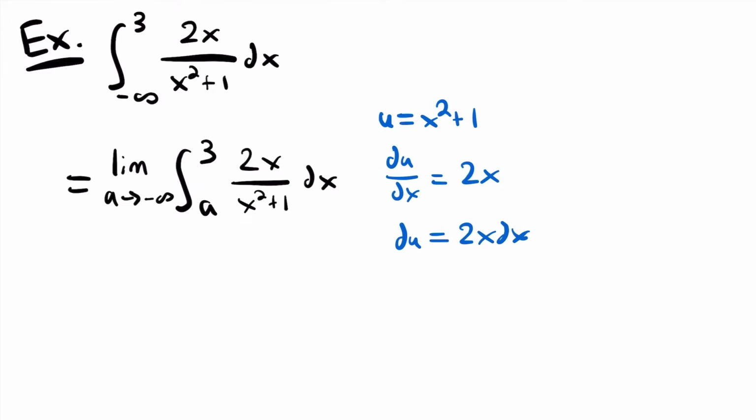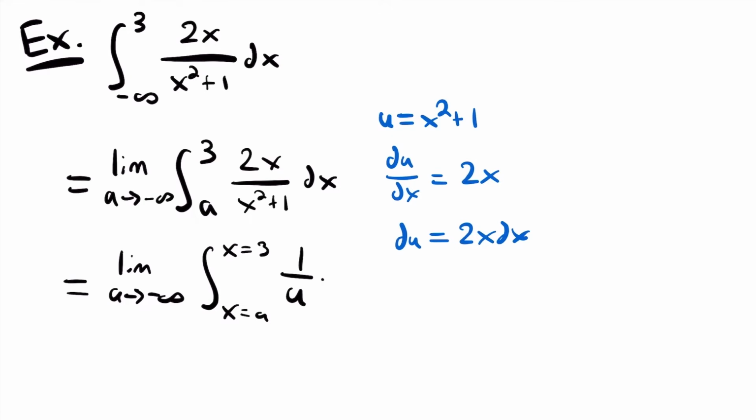And so now, whatever du is equal to, we need to be able to find that within our integral. And so 2x dx is right here. We have 2x and dx. And so we're good here. We can rewrite our integral in terms of u. So this will be equal to the limit as a approaches negative infinity of the integral from x equals a to x equals 3 of 1 divided by u times du. Right, we replaced x squared plus 1 with u because that's what we set it equal to, and we replaced 2x dx with du because that's what we found that was equal to.